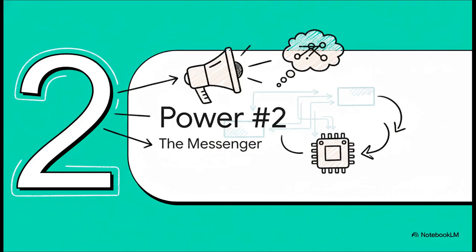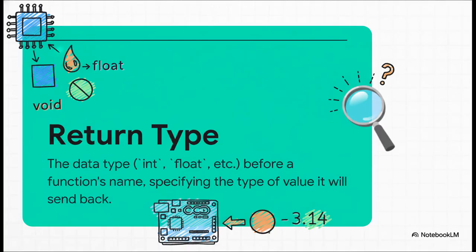Simple enough. But now, let's get to the second power, which is where things get really interesting. This is how we get our functions to talk back to us and actually deliver results. To make this work, we have to understand the return type. Now, you've probably seen void written before our function names a bunch of times. That literally just means this function returns nothing. It does its job, and that's it.